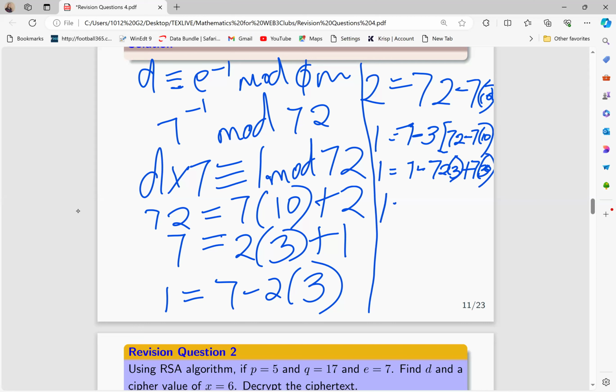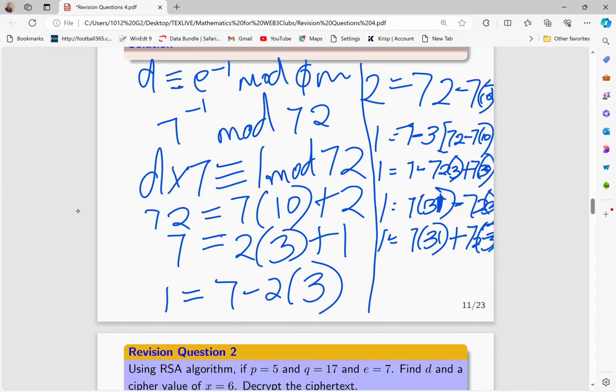So 1 equals, collect like terms, 7 31 times minus 72 3 times. This is 1, by the way. So express the GCD in the form AX plus BY: 1 equals 7 31 times plus 72 negative 3 times.